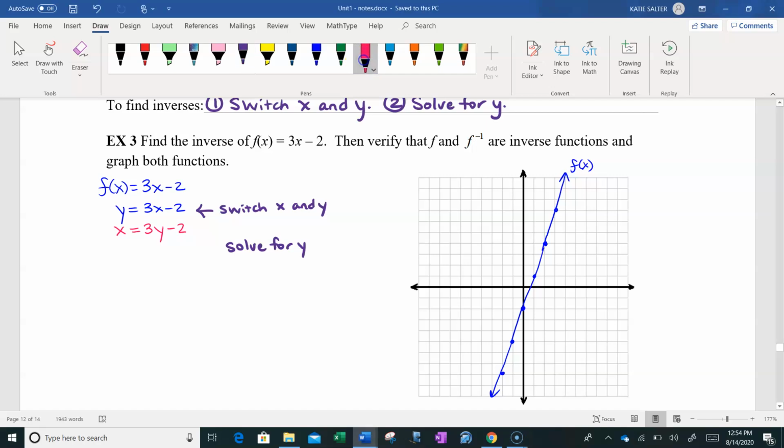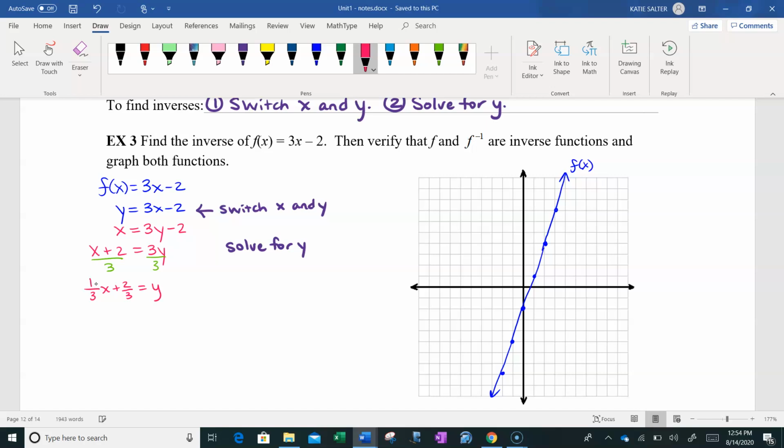So to do that, we would add 2 to each side. So we get x plus 2 is equal to 3y. And then we would divide each side by 3. We get 1/3 x plus 2/3 is equal to y.